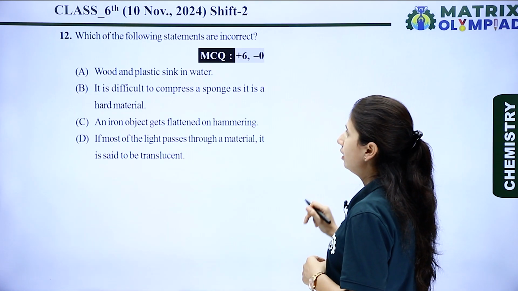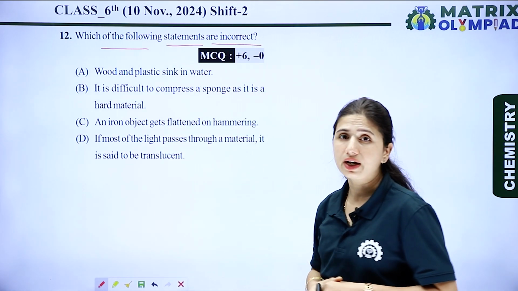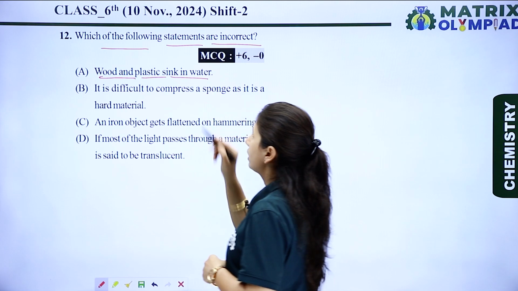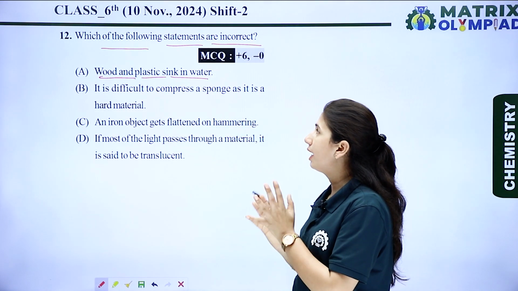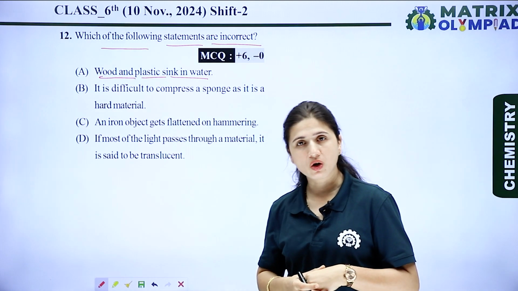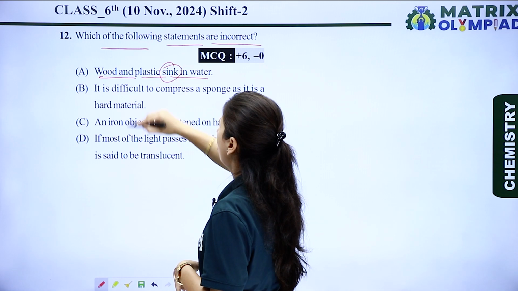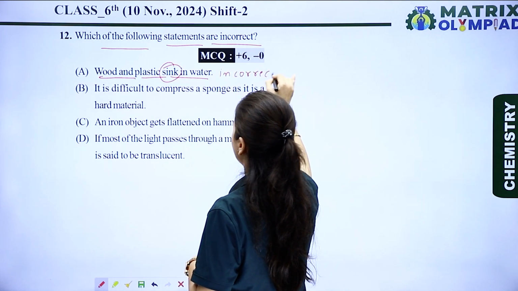Now let's see the next question. Which of the following statements are incorrect? Okay, now let's see the first statement. Wood and plastic sink in water. We know that both wood and plastic are less dense than water. So because of the lower density, they float on water, not sink. So it is an incorrect statement.